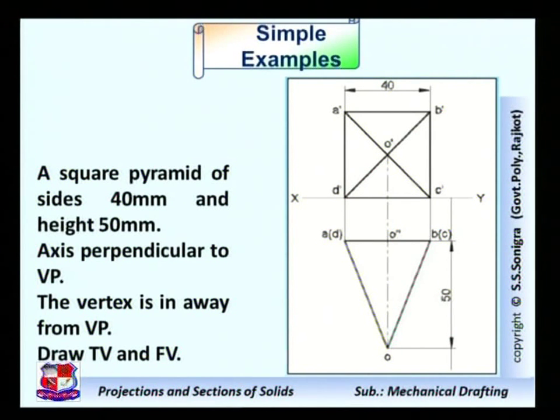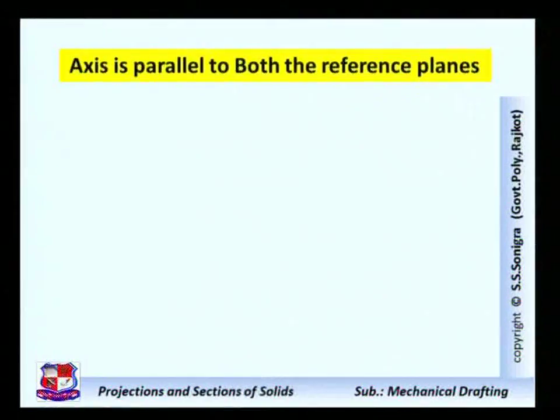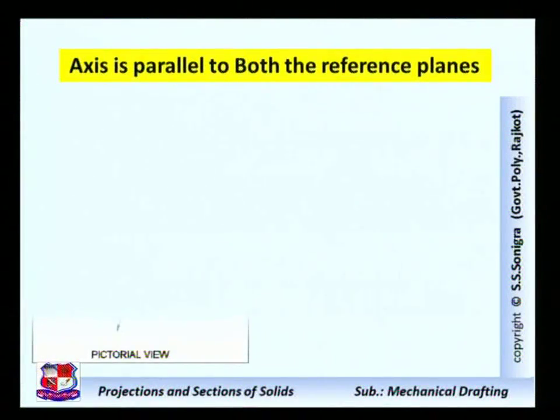So all these problems are simple problems which is the first step to draw any problem based on projections and sections of solids. Now let me discuss some typical examples. Case one, axis is parallel to both the reference planes. In the previous discussion, we have seen that the axis is at a right angle to HP and right angle to VP. But if it is given that the axis is parallel to HP and VP, what should be its view? Then let me see that.